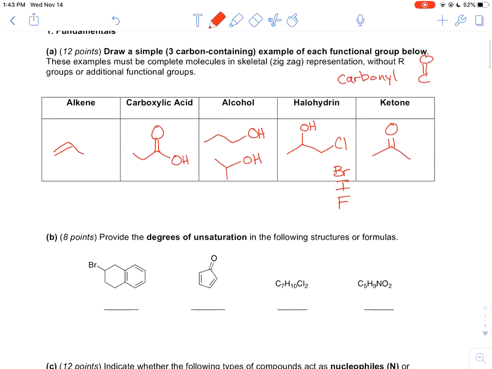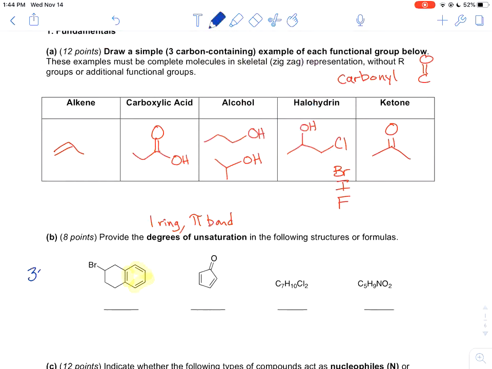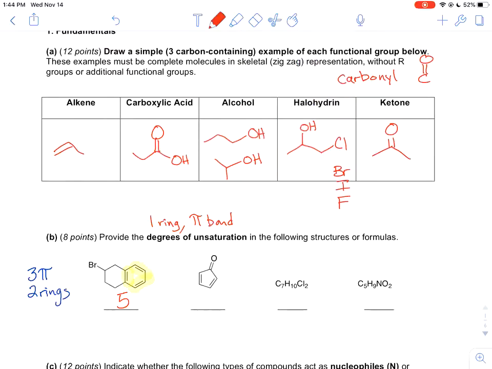Next, we're going to figure out the degrees of unsaturation in each compound. So 1 degree of unsaturation, if you're looking at a structure, would be 1 ring or a pi bond. So you can see on our example here, we have 1, 2, 3 pi bonds, and then 2 rings. Once again, that's not that you need to note this, but it is 3 pi bonds and 2 rings. So that's a total of 5 degrees of unsaturation.